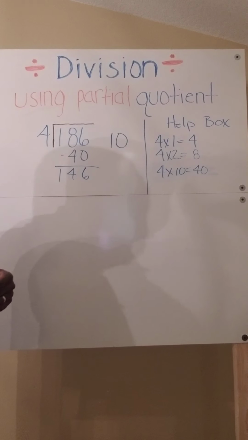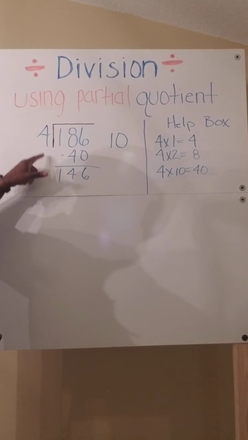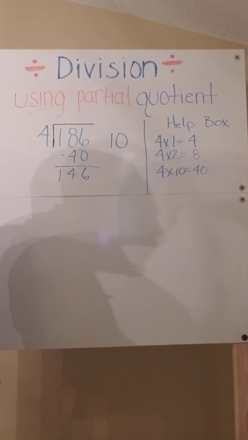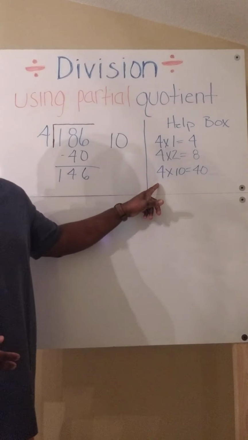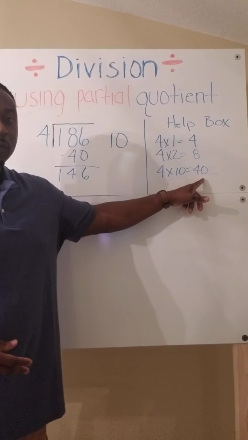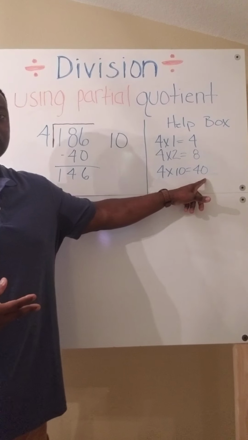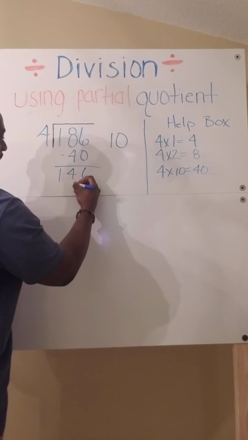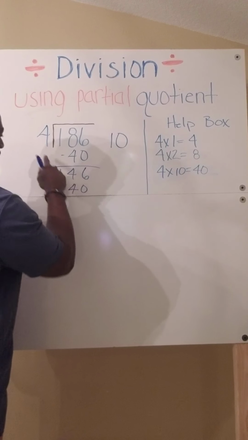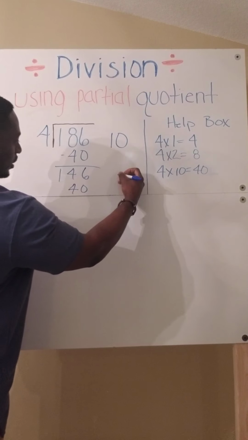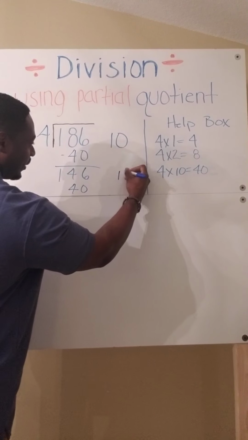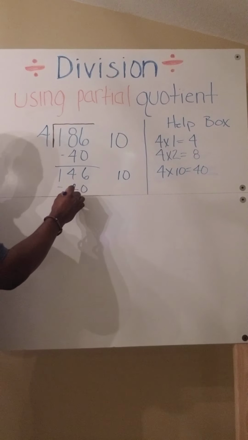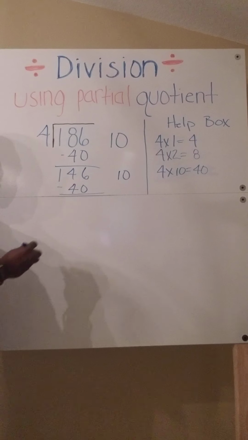Now I'm going to repeat the same steps. 4 times what number, according to my help box, is as close as I can get to 146? The closest I can get to 146 again is 40. It's okay, I'm going to use that same number again. 4 times 10 is 40, so I'm going to put my 40 here. I'm also going to write my 10 off to the side. Repeat the same steps: I'm going to subtract the 40 from 146.